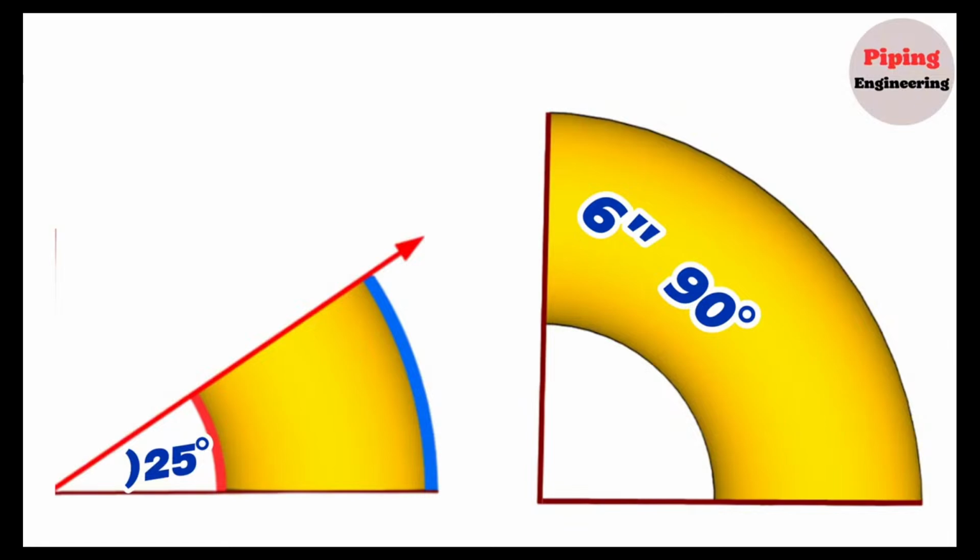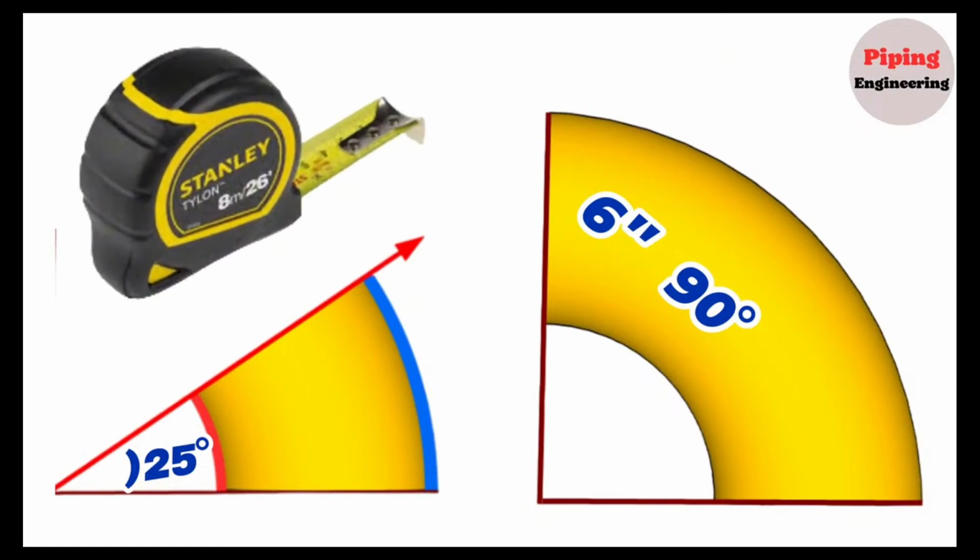In our previous videos, we learned how to mark and cut a 90-degree elbow to a different degree elbow by drawing a template on a workbench. In this video, we will learn how to mark and cut the pipe elbow using only a tape measure. Let's learn how to mark and cut a 25-degree elbow from a 6-inch 90-degree elbow.